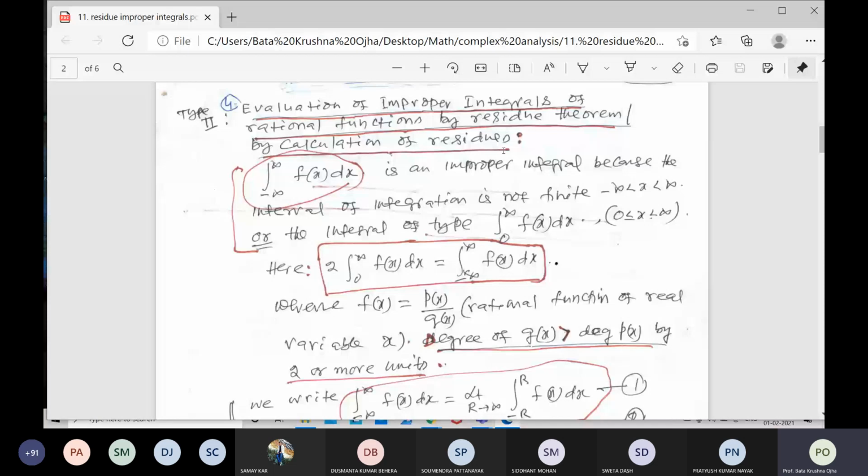Another thing: since it is an improper integral, the limit is from minus to plus infinity. From that limit, we can form the contour integral, because x is equal to minus infinity and x is equal to plus infinity. If you imagine the x and y coordinates, the right side extends to plus infinity and the left side extends to minus infinity. That means it is the x-axis from minus to plus infinity, where we consider this improper integral.